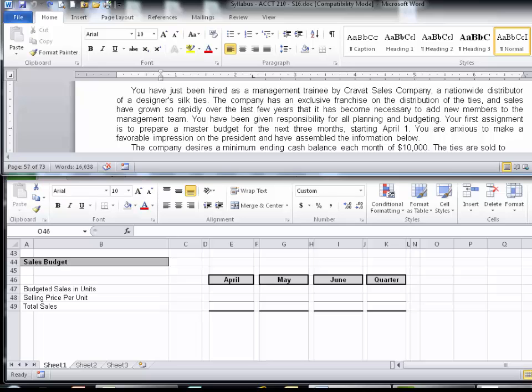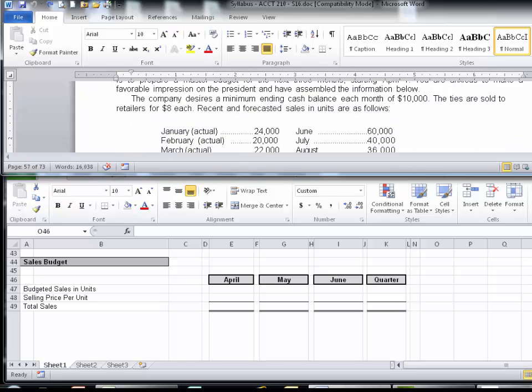So if we're going to prepare a master budget for the next 3 months starting April 1st, when we look at our budget, we need a column for April, May, and June. And then 3 months constitutes a quarter, so we're going to have a summary column over here called the quarter column.